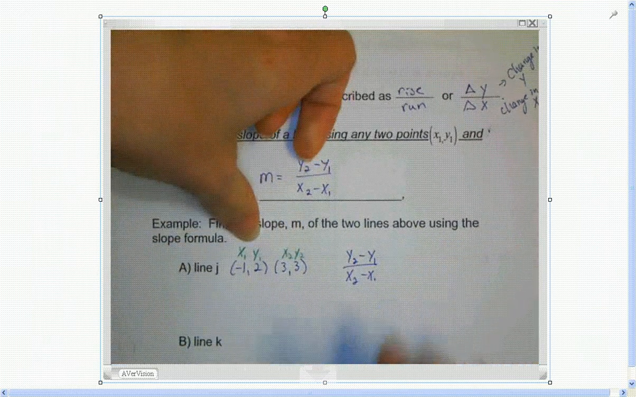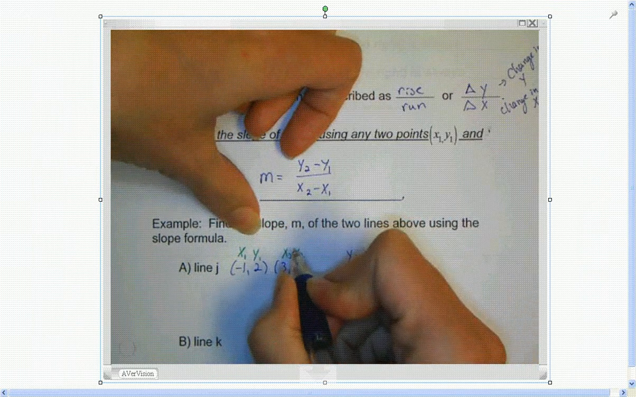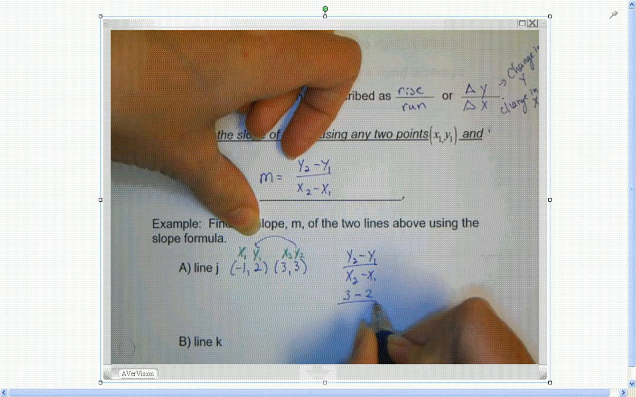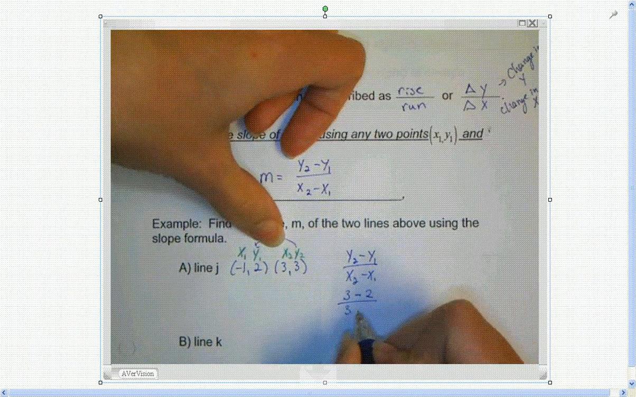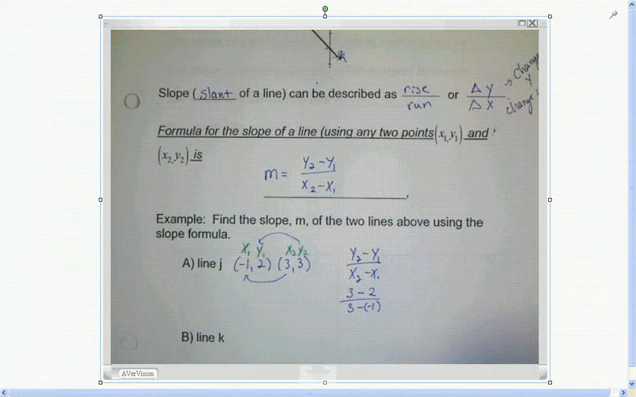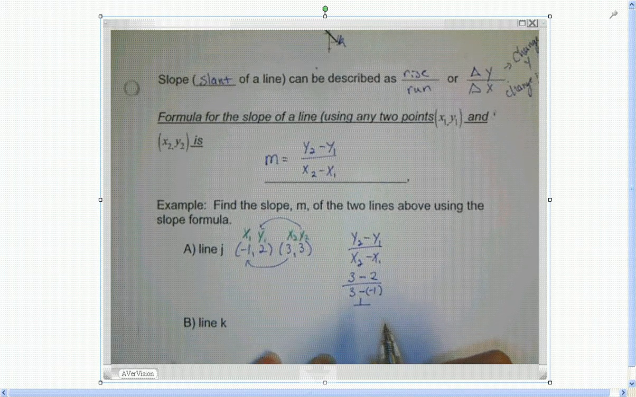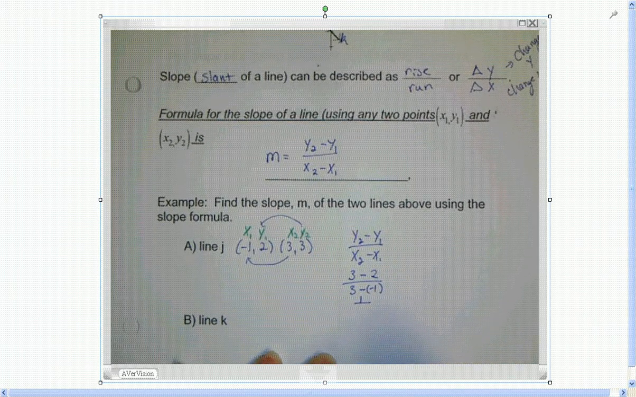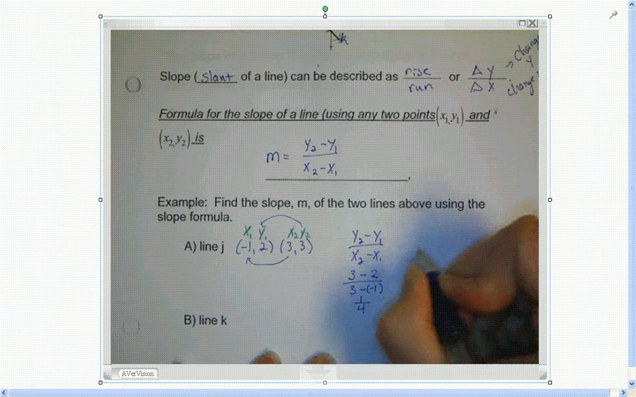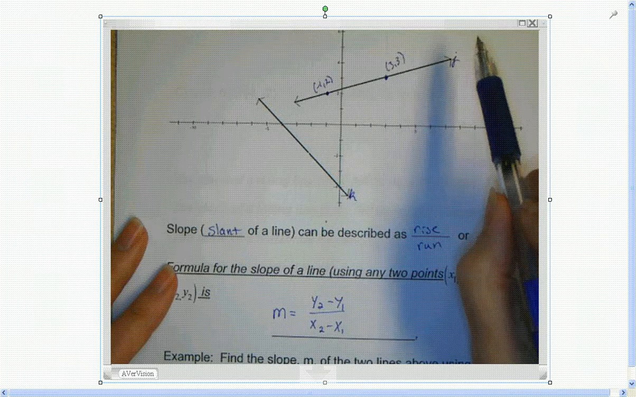So y2 is 3, so I go 3 minus y1, which is 2, so notice I'm going this direction, over x2, which is 3, minus x1, which is a -1. I don't want to miss my numbers on here. So when I do that, I end up getting 3 minus 2, which is 1, over 3 minus a -1. Subtracting a negative makes it positive, exactly. So that makes that a +4. So my slope for this line is a +1/4. And remember, positive lines rise going left to right. So our slope is 1/4.